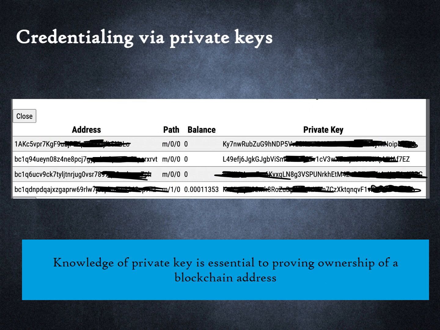In the previous lesson, we saw some addresses and private keys. The screenshot here obfuscates the identifiers for privacy reasons. The central learning here is that knowledge of the private key is essential to prove ownership of a blockchain address.